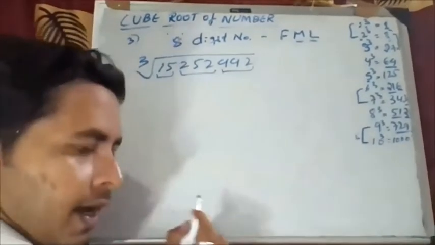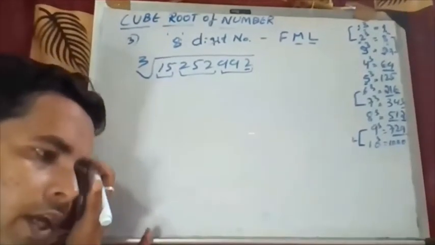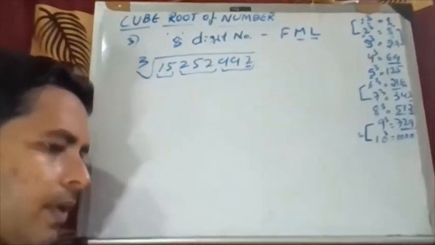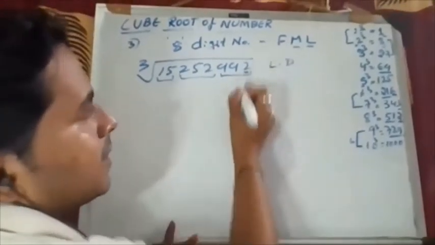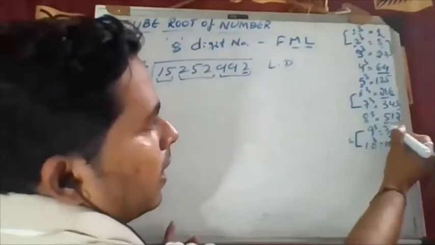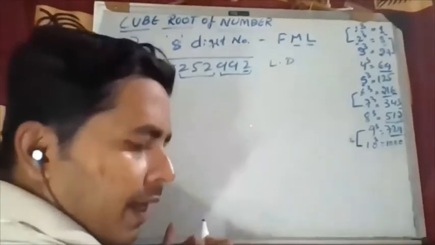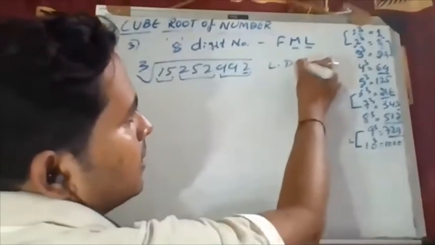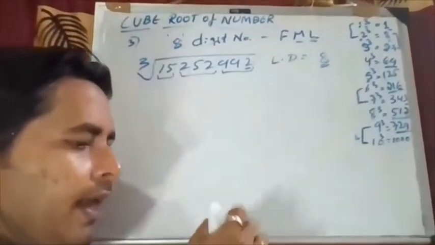Now check the last digit. The unit digit is 2. Okay, unit digit is 2 means your last digit is what now? So your last digit 2 means इधर देखो 512 है. 512 is a cube value. इसके corresponding value क्या है? 8 है. So your last digit will be 8. Okay, your last digit will be 8.